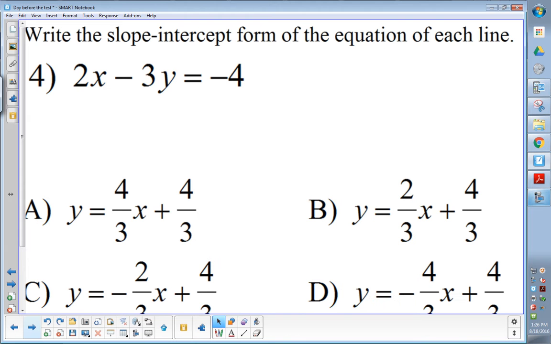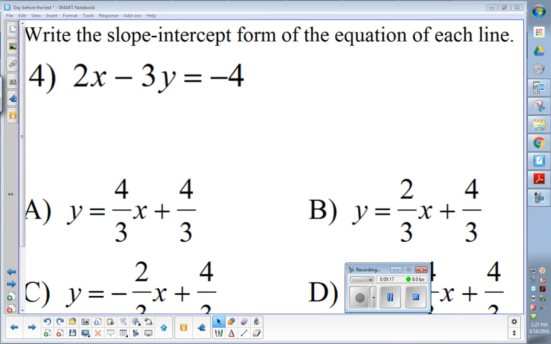Number 4 says write the slope-intercept form of the equation of the line. You don't need a formula for this. All day kids are like, I need that formula. There's no formula. To get an equation into slope-intercept form, what do we need to do with it? Good job. Get y by itself. Do that now. Get y by itself.